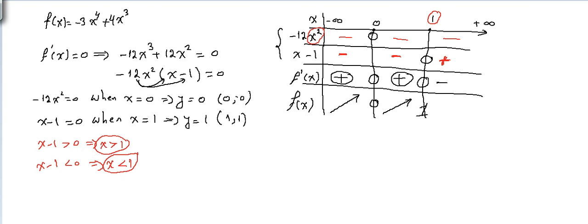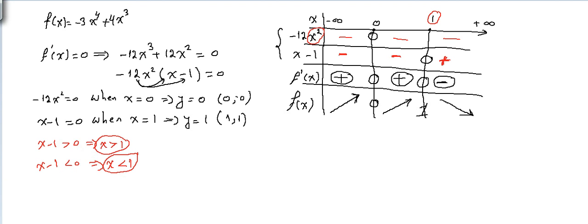Here we have a negative sign. This means the values of the derivative are negative, and f of x in this case will be decreasing. So what do we have here? As you can see, we have a critical point at 0. What do we call it?